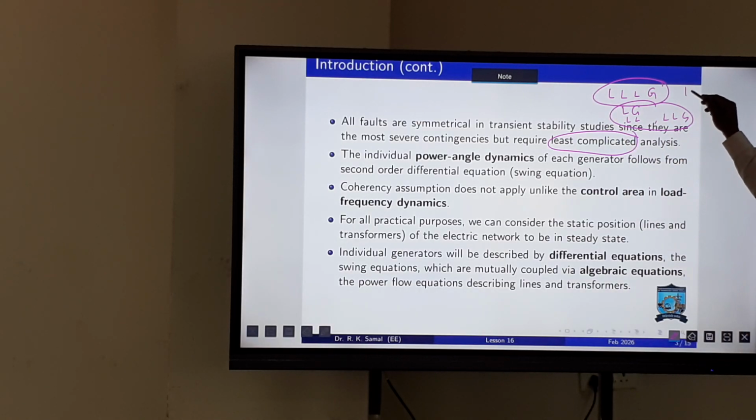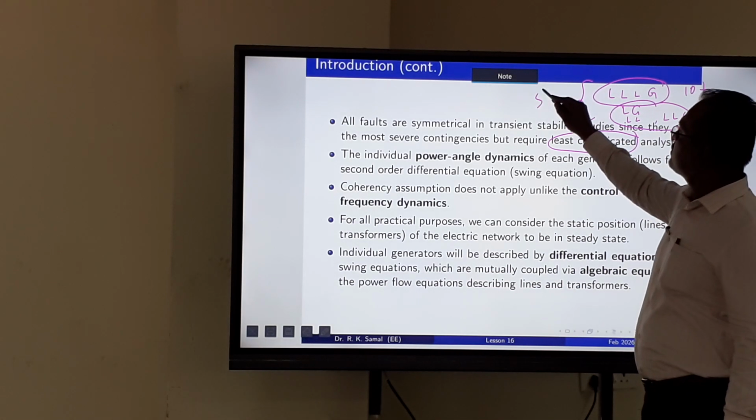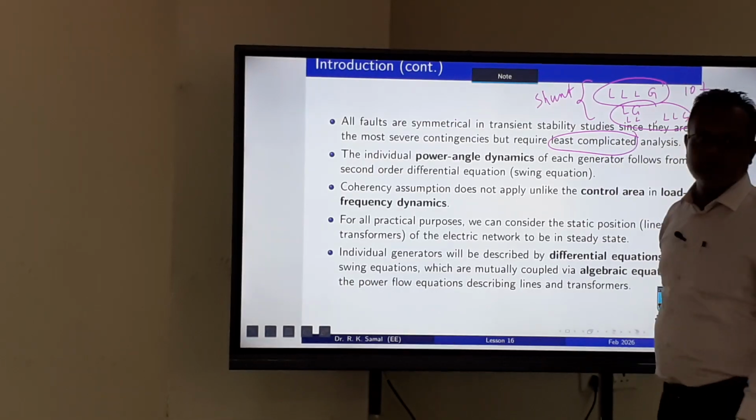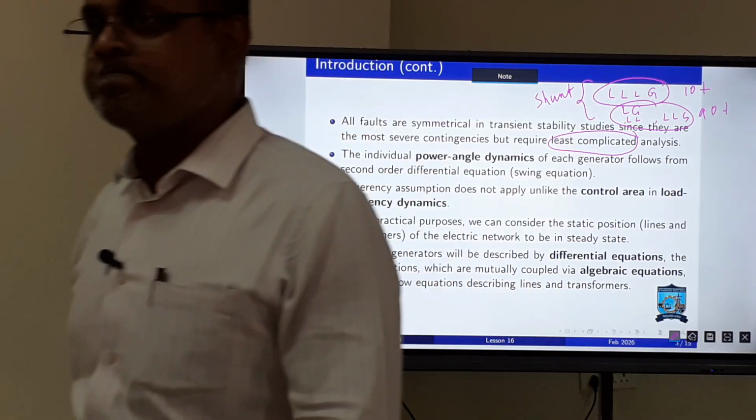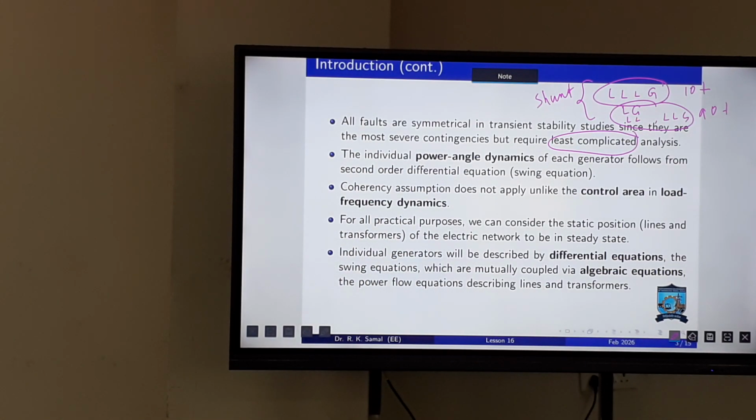Now what is the percentage rate? 10% and 90%. These faults combined are known as shunt faults. What are series faults? Breaking of the conductor. Have you seen any conductor in a transmission line breaking somewhere?